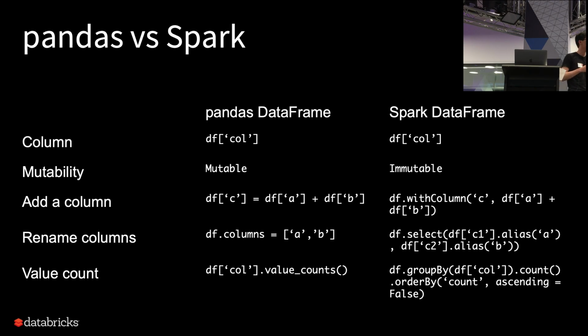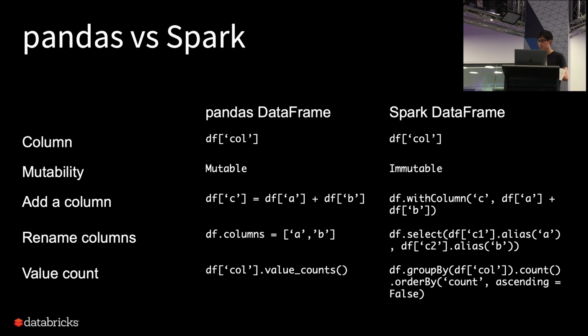For example, Spark's DataFrame API is immutable, which means you can't add a new column to an existing DataFrame. You have to create a new DataFrame and call this withColumn API to add a column. Whereas in Pandas, you just mutate it in place. And there are different ways of doing renaming, different ways of doing a lot of it.